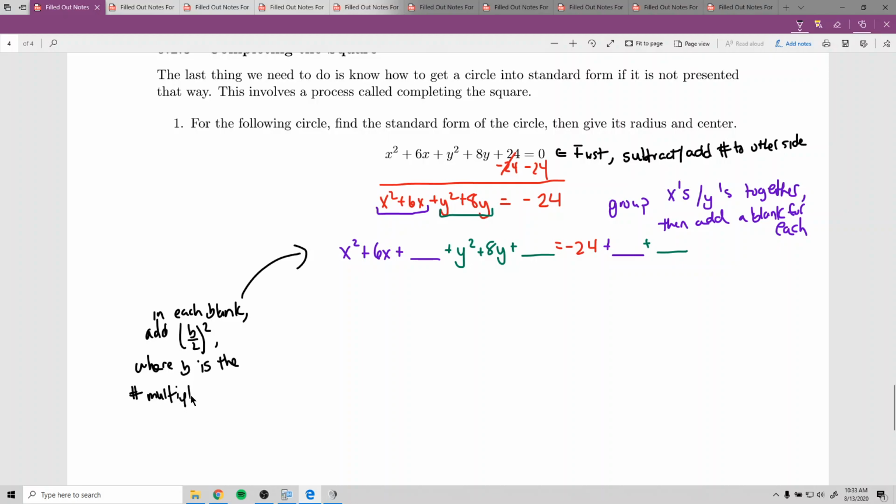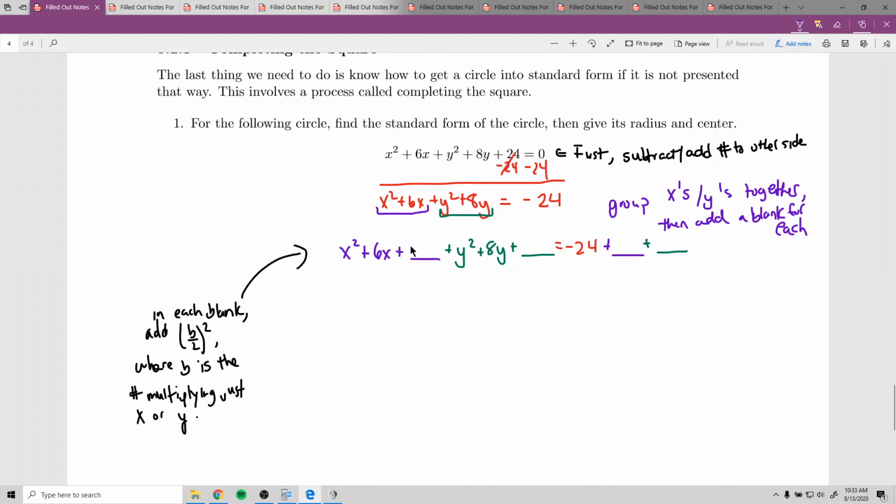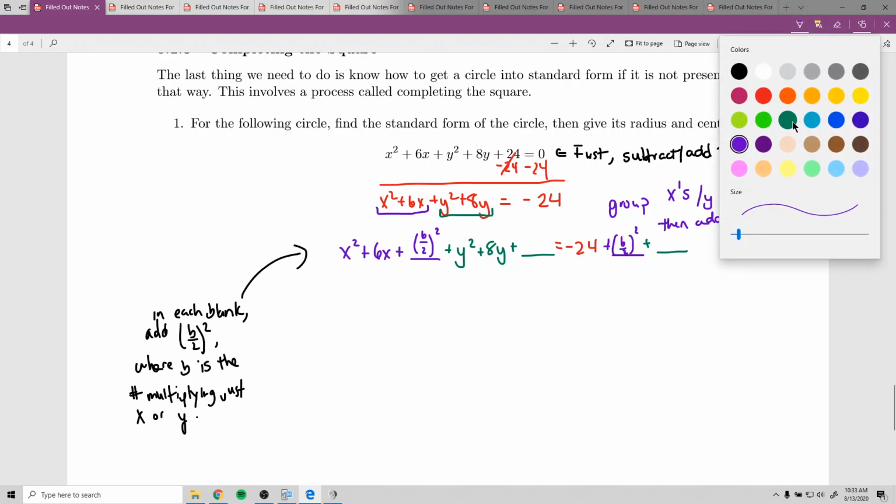Which here is just x or y. Not x squared, not y squared. Just x or y. So visually, I'm not going to simplify it yet. What I'm going to do is just write it in. We got 6 over 2 squared is what's going to go there, and it's also going to go on the right side. Got to put the same exact thing.